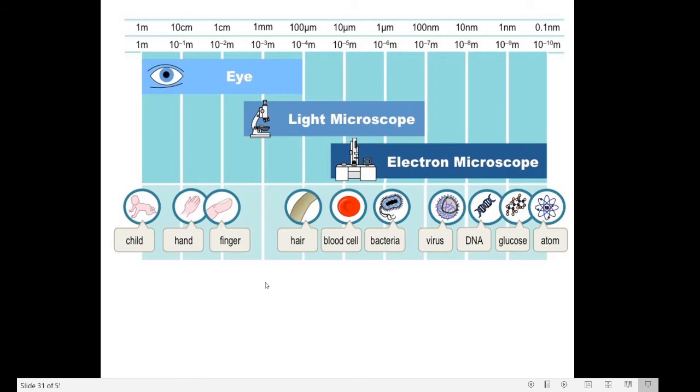Then light microscopy. In light microscopy, we can visualize the bacteria, blood cells and hair. With the normal visible eye, we can see the finger. So we can't see the cells in our body, we can see the fingers in our body. That is the thing with visualization. It's the only thing.